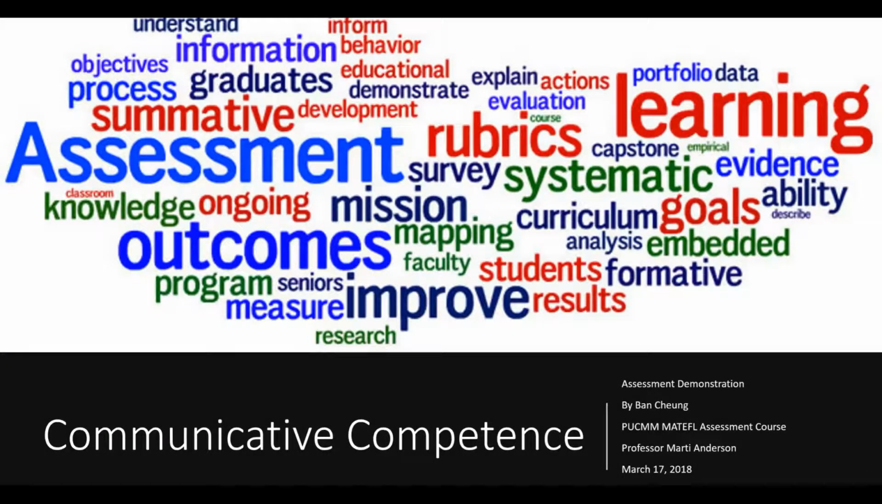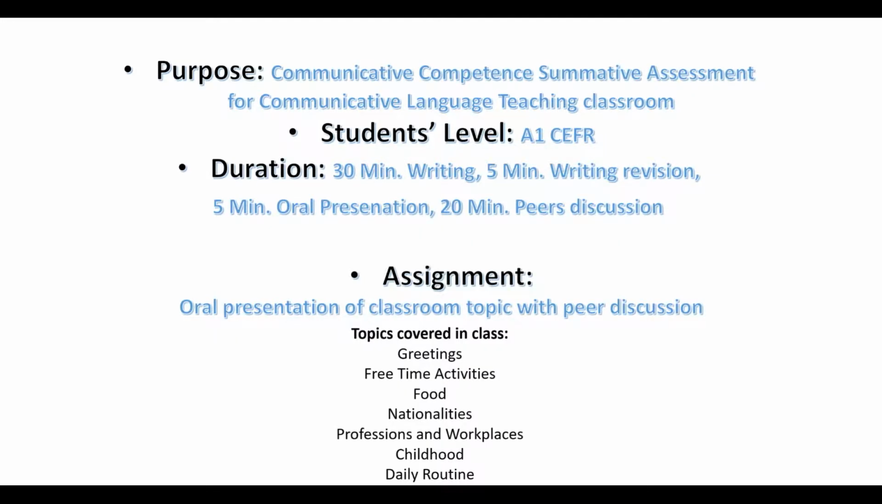For my classroom, for my assessment demonstration, I've decided to look at communicative competence. Part of the reason why I wanted to look at communicative competence is because communicative language teaching is so prevalent in the classroom that I thought it would be interesting to have a summative assessment that looks at students' communicative competence.